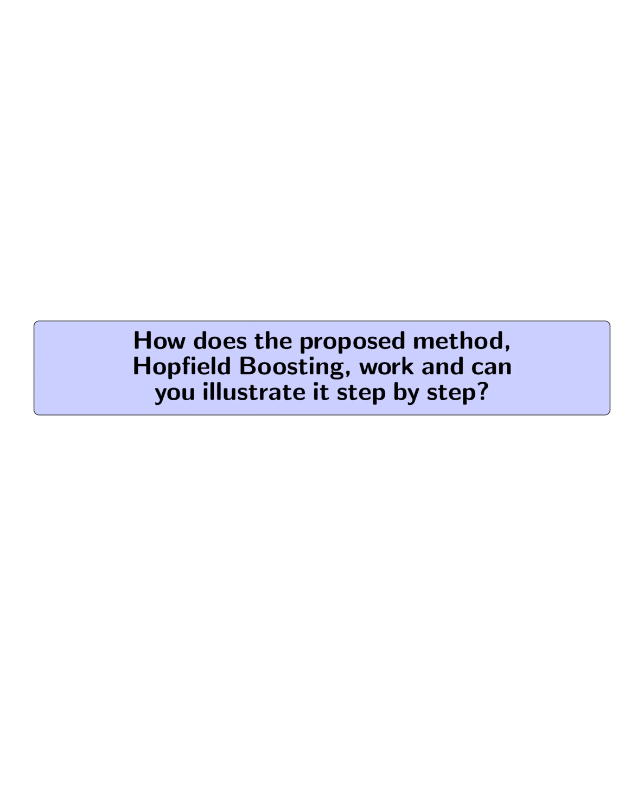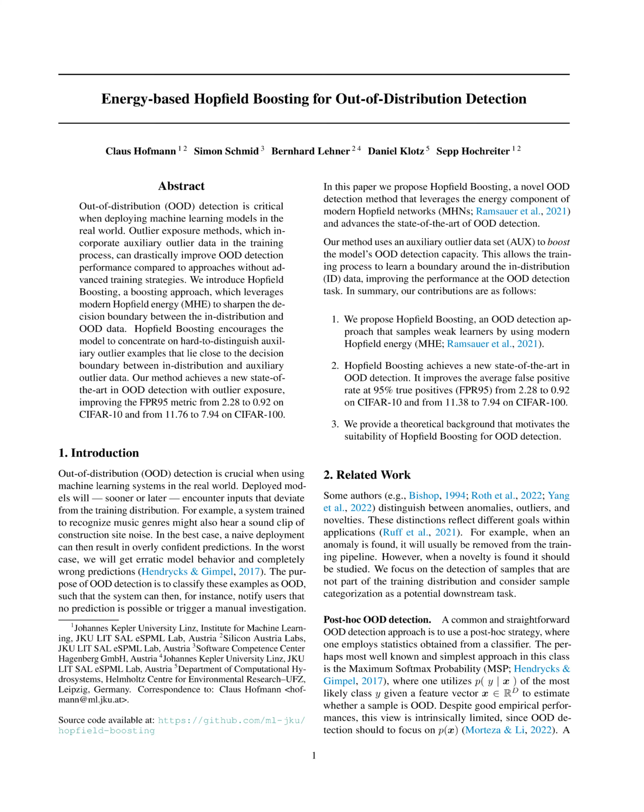How does the proposed method, Hopfield Boosting, work, and can you illustrate it step by step? Hopfield Boosting is an out-of-distribution OOD detection method that leverages the energy component of modern Hopfield networks, MHNs, to improve OOD detection. The method uses an auxiliary outlier dataset, AUX, to boost the model's OOD detection capacity by learning a boundary around the in-distribution ID data.